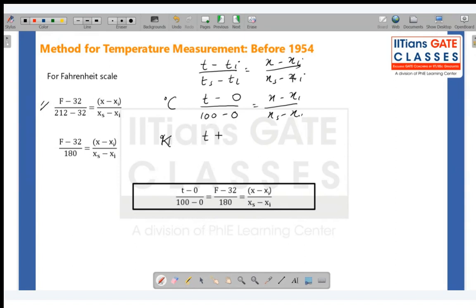What about in degree Kelvin, let us say? What is the ice point in Kelvin? 273. And what is the steam point? 373. So (T - 273) upon (373 - 273) is equal to (x - xi) upon (xs - xi). Similarly, you can calculate for Fahrenheit as well. Okay. So this is the conversion of one scale to another scale. For example, if you want to convert degree Celsius to Fahrenheit, you can use this relation and convert it. Okay. So this is how you can use this.